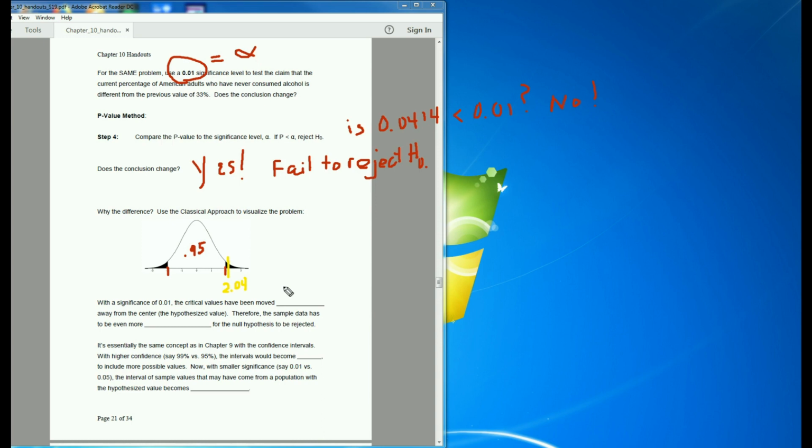But if we had a significance of 0.01, which means there's only 0.01 total in the tails divided by 2, or 0.005 in each tail, that moves the critical values further out. And in fact, they're at plus or minus 2.575. So these would be the critical values corresponding to an alpha of 0.01.